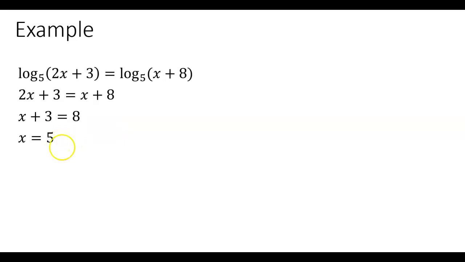Now, the next thing we want to do, because the domain of logarithms is strictly positive numbers, is put that x back in and make sure that our argument stays positive. If I put a 5 in here, I'm going to get 2 times 5, which is 10, plus 3, which is 13. Well, that's fine. So 5 works there. But I also have to check this one. So 5 plus 8 is also 13. Thus, the argument is positive for all logarithms involved. So 5 would be our solution.